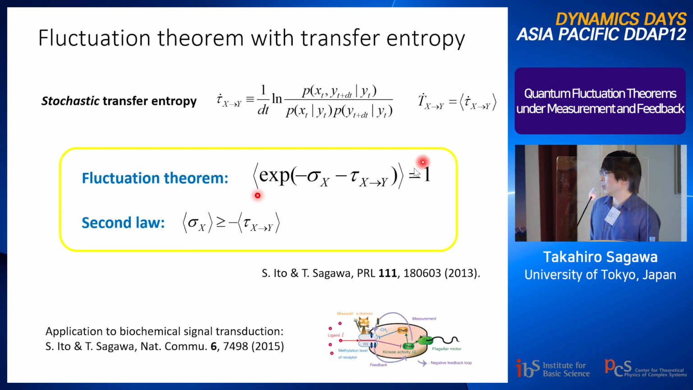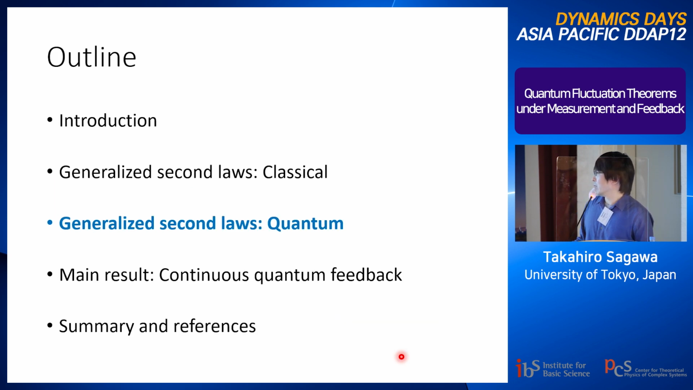Okay, and I'm not going into the details, but by introducing the transfer entropy to thermodynamics, we can even generalize the second law of thermodynamics for continuous information processing situations. So yeah, this is a stochastic transfer entropy, and this is the second law. The entropy production is bounded from below by minus the transfer entropy. And in this paper in 2015, we applied this second law of thermodynamics to analyze some bacterial chemotaxis. But anyway, so far I have reviewed the classical part of this topic.